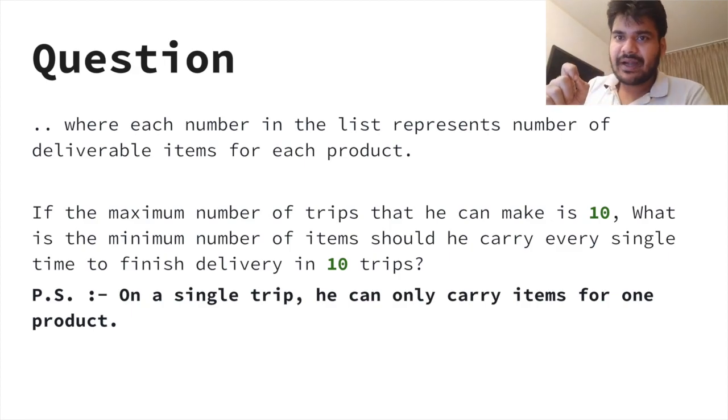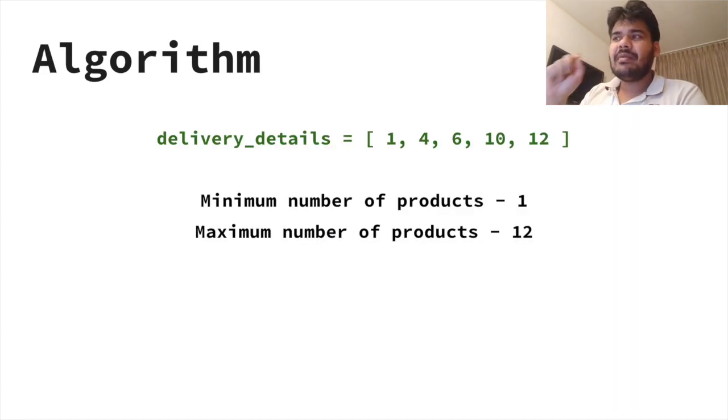Now let's get some perspective clear. The problem is not asking what is the maximum number of items he can carry, right? Because the maximum number of items he can carry at once is 12, since there is a product for which the number of items to be delivered is 12. So if he decides the maximum number of products that he has to carry is 12, he will finish it in 5 trips. For the first trip he has only 1, so he takes 1. Next trip he has only 4, he takes 4, then 6, 10, and then the last one is 12. So his entire delivery is over in 5 trips. But that's not the question that is being asked.